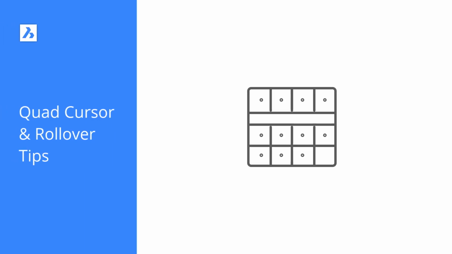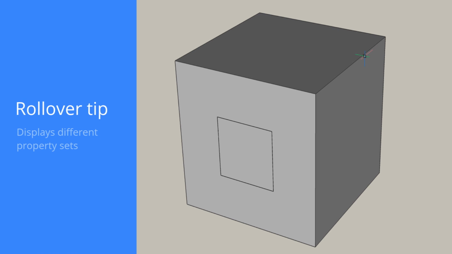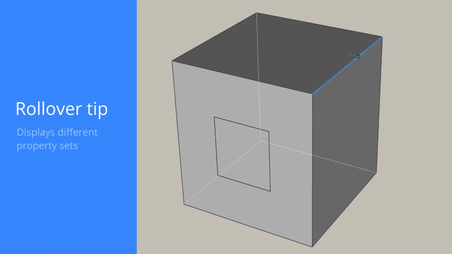In BricsCAD Shape, the user interface includes everything that you need and nothing that you don't. Hover over a model element and a rollover tip will display that element's properties. Different types of elements will display different property sets.